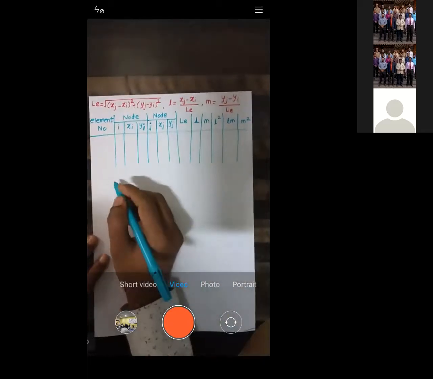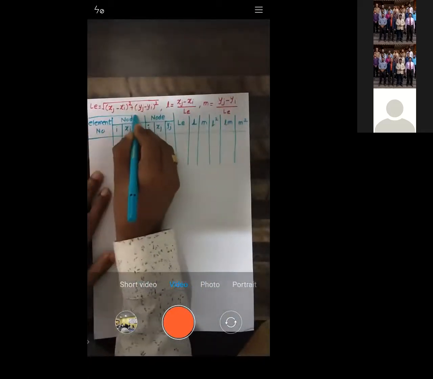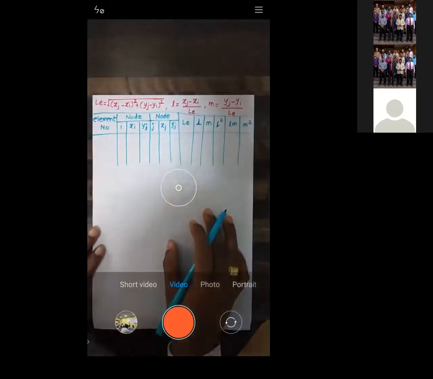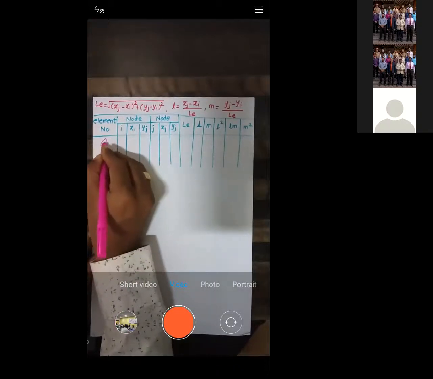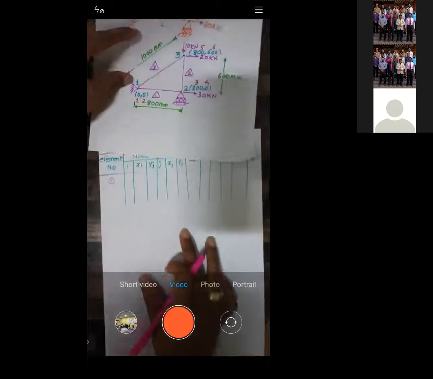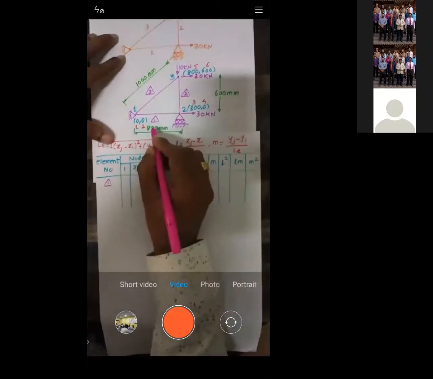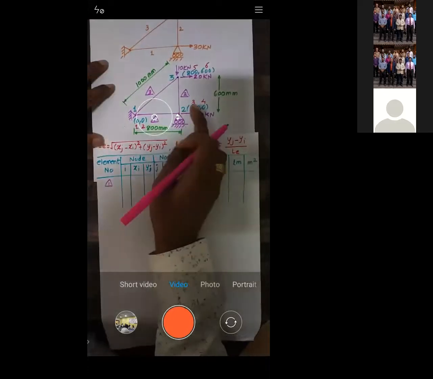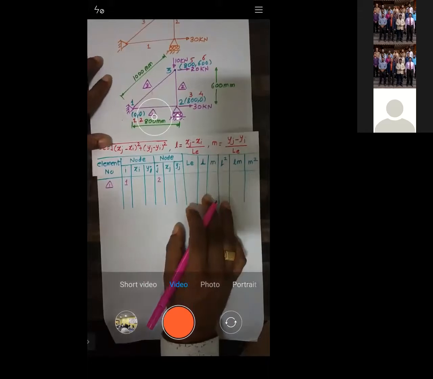Now let us start filling this table element wise. Let us start with element number 1. Element number 1, you can see, is between node 1 and 2. So I'll just write down it is between node 1 and 2.